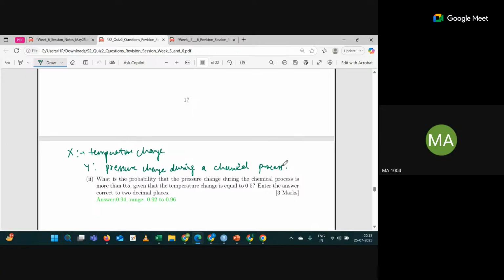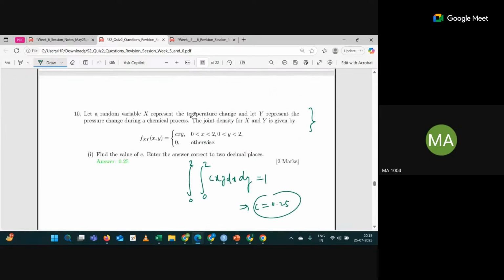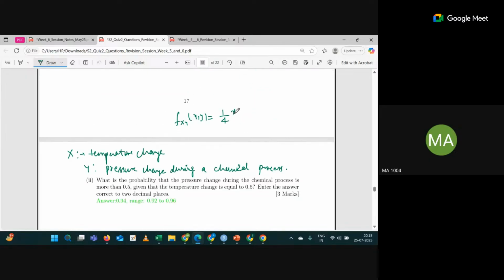Let me know whether we are getting it correct. The value of c is 1/4. That's what you have to identify and calculate. Let me write down the f of x, y. I'm leaving it on you guys. Solve this and let me know. You can take 5-7 minutes, whatever.